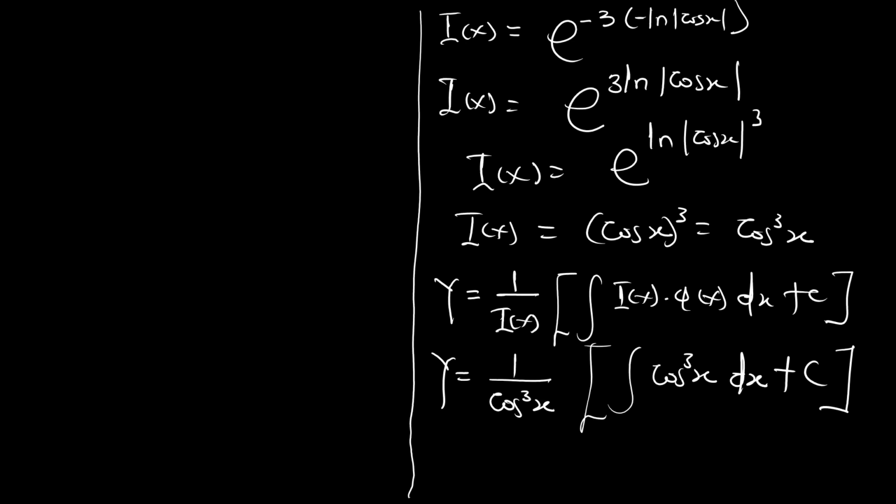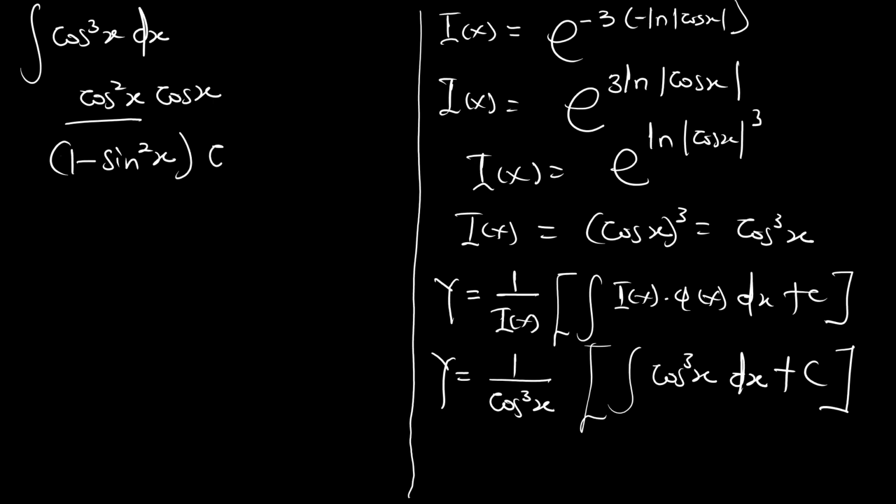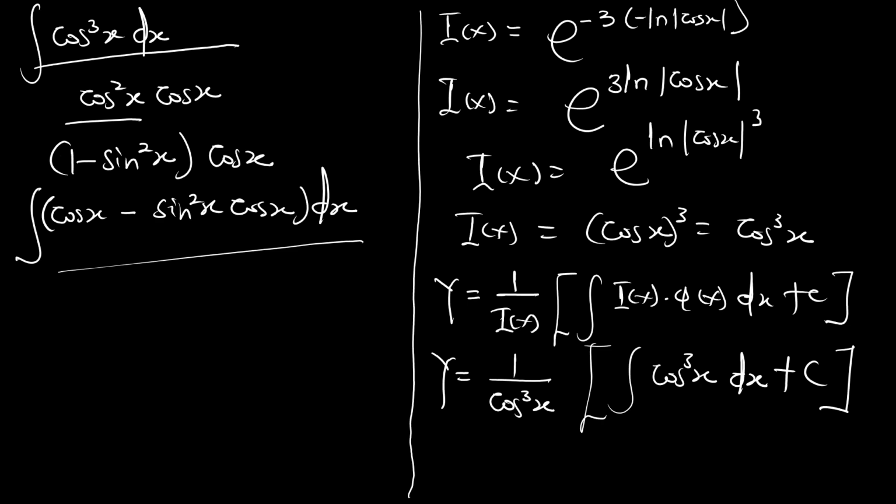Alright, let's continue. So the integral of cos cubed x dx, that's our challenge now. We can write cos cubed x as cos squared x multiplying cos x, right? And cos squared x is also 1 minus sine squared x, multiplying cos x. When we distribute this, we have cos x minus sine squared x multiplying cos x. So the integral of cos cubed x dx is the integral of the whole of this dx, which we can write as the integral of cos x dx minus the integral of sine squared x cos x dx, right?